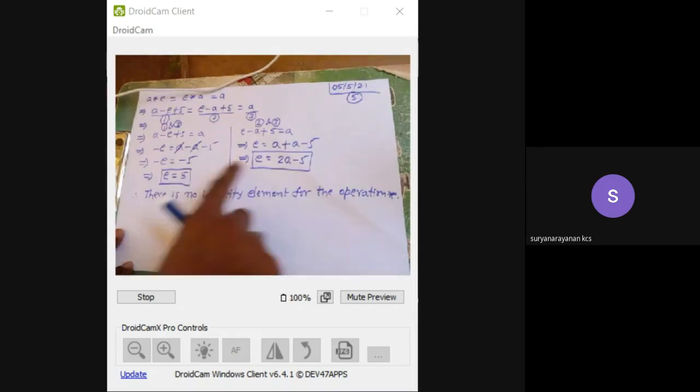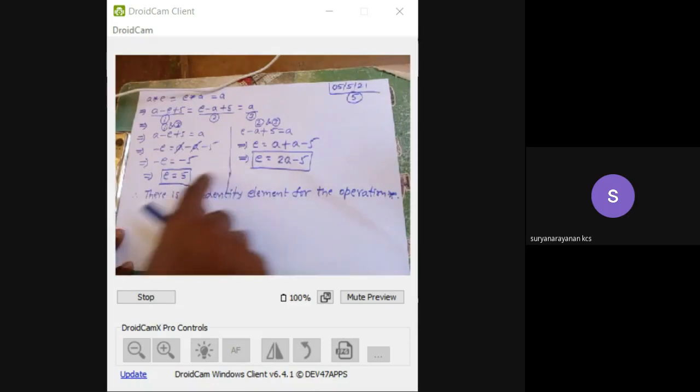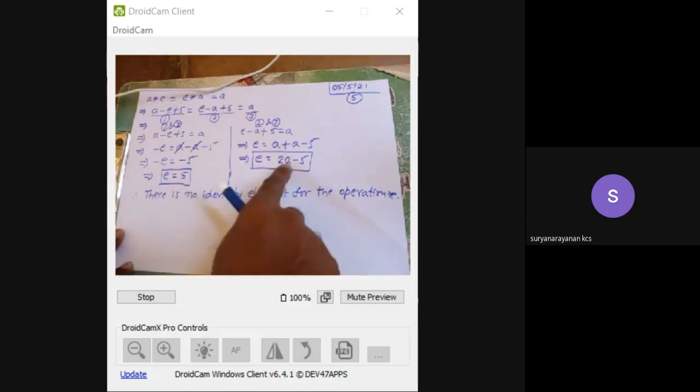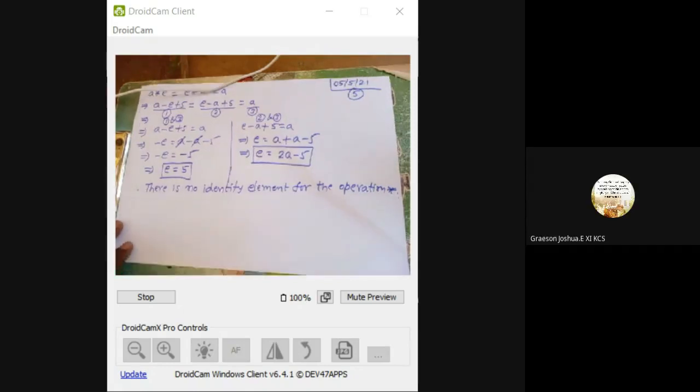In some other questions, you get the same number. In that case, whatever number you got here, that value is said to be the identity element for the operation. Got this point, my children? All of you? Yes, sir.